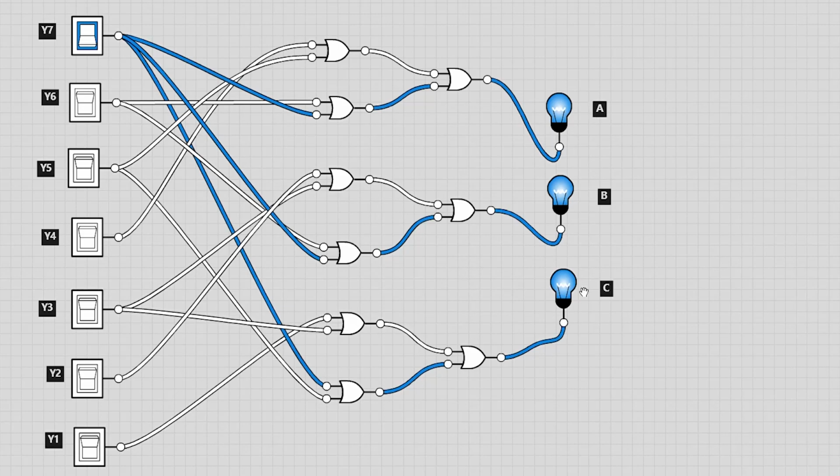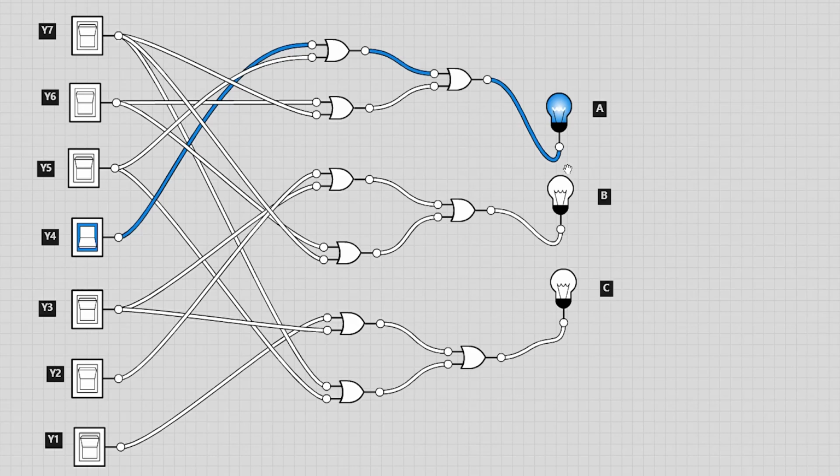And let us give y4 as 1. The output should be A must be 1, B must be 0, C must be 0. And the last, let us give y6 as 1. The output must be A must be 1, B must be 1, and C must be 0. Since all the values are correct, our simulation is working properly.